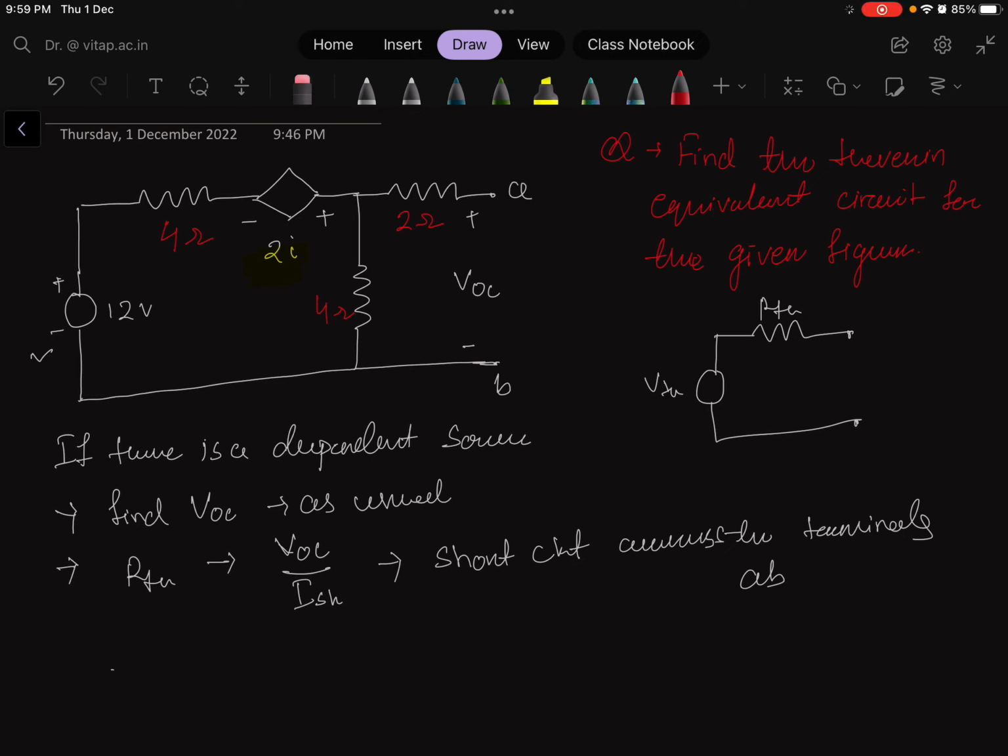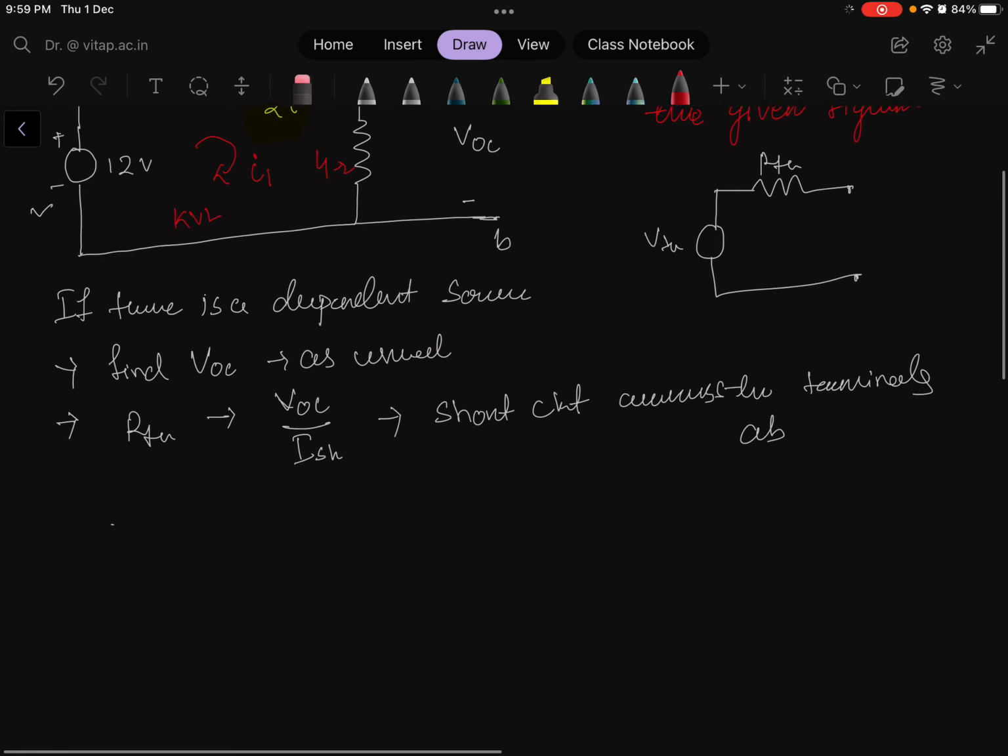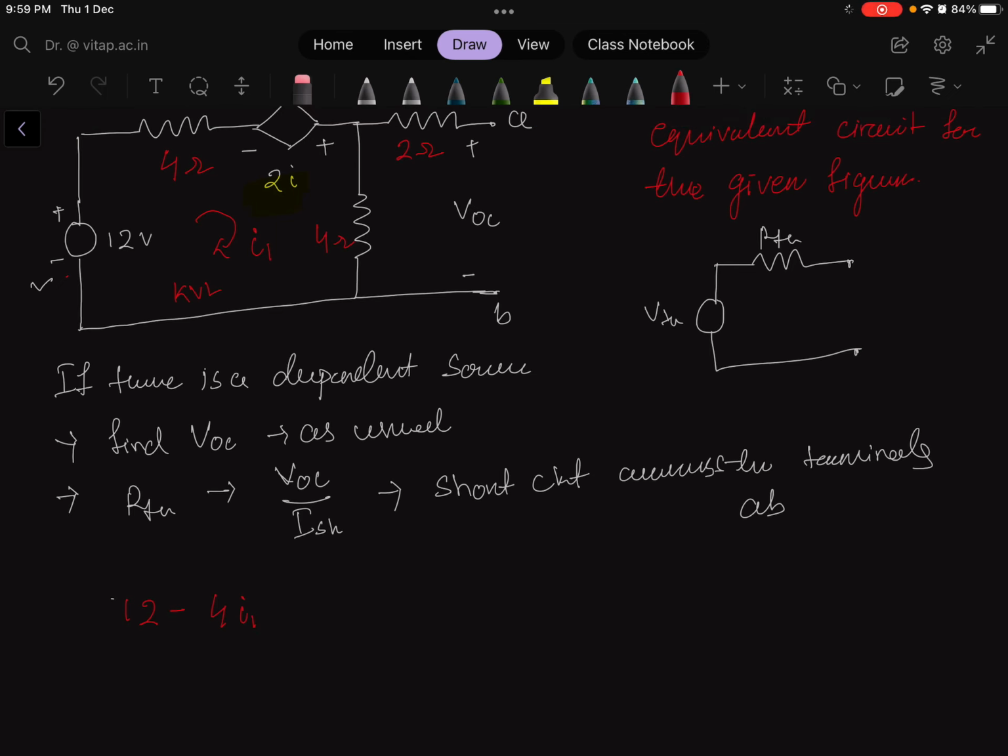VOC is available here. How to find it? If I consider one current flowing here, let us say that current is I1, VOC you can find with the help of mesh analysis. If I apply KVL in this loop, then what will I get? I will get 12, starting from here, minus 4 into I1, and again plus 2I. So, plus 2I will be there.